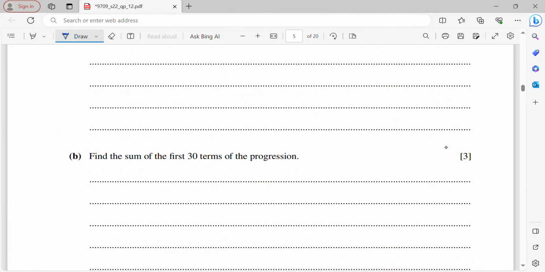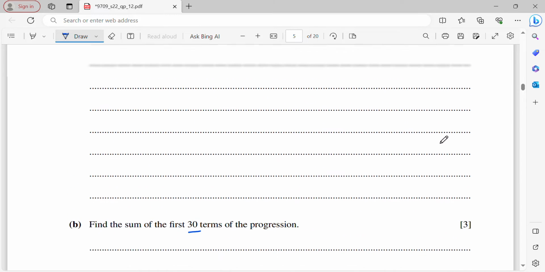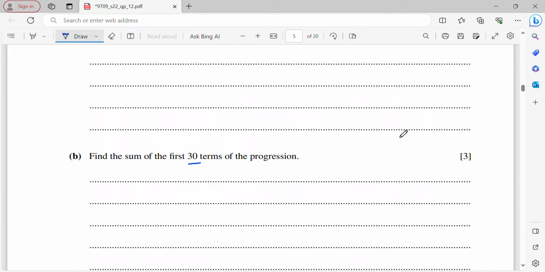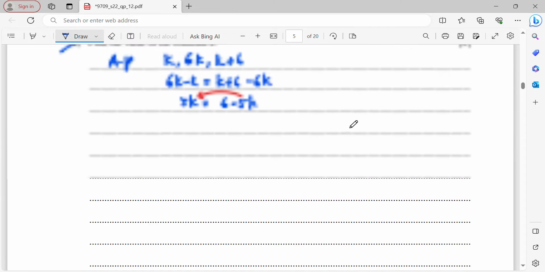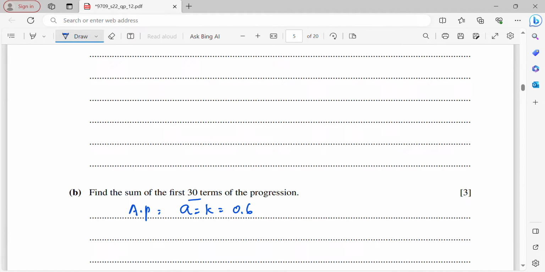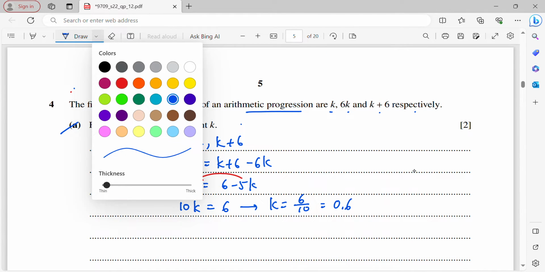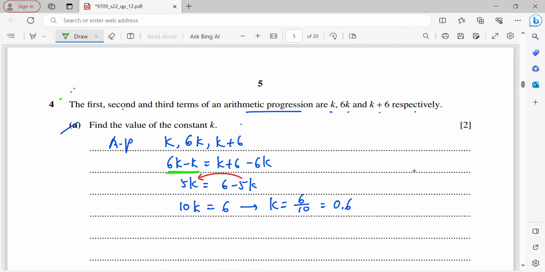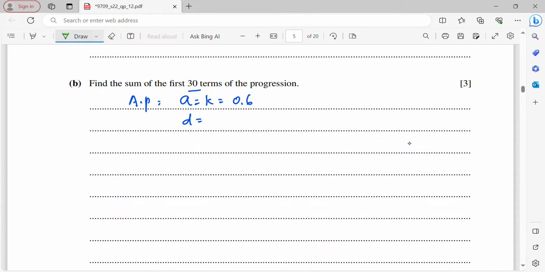Now B, find the sum of the first 30 terms. So I need to rewrite my AP. The first term is k, given in the question here. Now my k is 0.6, which means now a is 0.6. Now my common difference, for your information, is basically this, so it is also the same as 5k. Common difference is d. It is the same as 5k, which means it's 5 times 0.6. Then you will get 3.